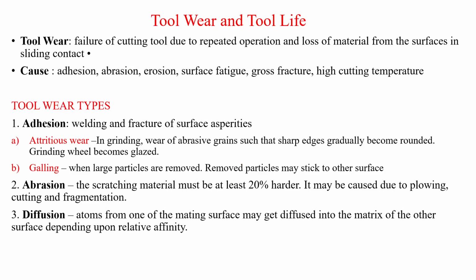Now, we have seen the variation of different factors and parameters with the cutting temperature. Because of the increase in the cutting temperature, we will now see what is happening to the tool. Tool is a very important part of our machining, because if the tool does not have good properties, then proper machining will not take place. Here, two very important aspects of the tool we are going to see: one is tool wear and one is tool life.